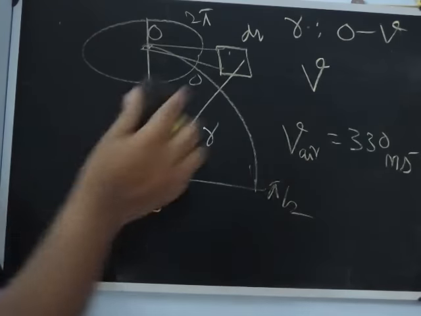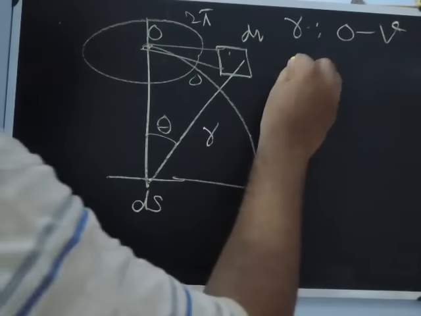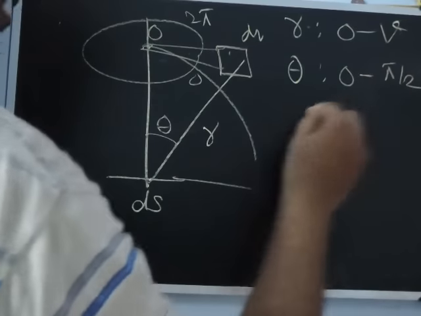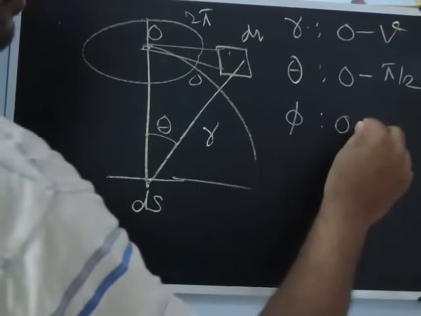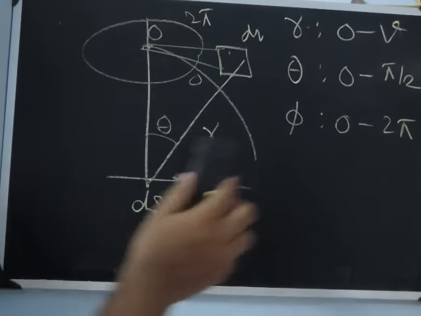So the limit for r is 0 to v, the limit for theta is 0 to pi by 2, and the limit for phi is 0 to 2 pi. With this we will integrate our sound energy. We will get the total sound energy reaching the ds area in unit time. So let me put this as E ds once again, but this is the total sound energy reaching the ds area in unit time.